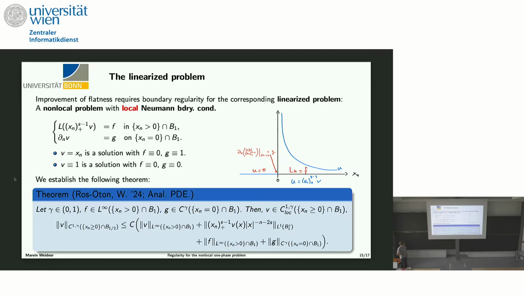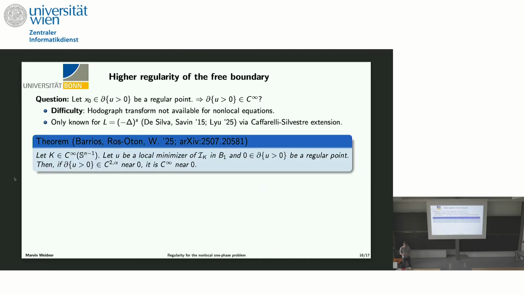Okay, so as the last part of my talk, I want to connect to this statement that I mentioned at the very beginning to motivate the non-local one-phase problem. So a natural question is now, of course, once you know that near regular points the free boundary is C^{1,alpha}, can you actually improve the regularity of the free boundary? Is the free boundary C infinity? And it turns out that the classical tool would be to use a hodograph transform, right? And in non-local problems, so far no one has managed to do that. The problem is that you have a non-local equation, but you have a local change of variables. So you need to somehow prescribe what is the right exterior datum after you applied your transform. It's not so clear how to make that work.